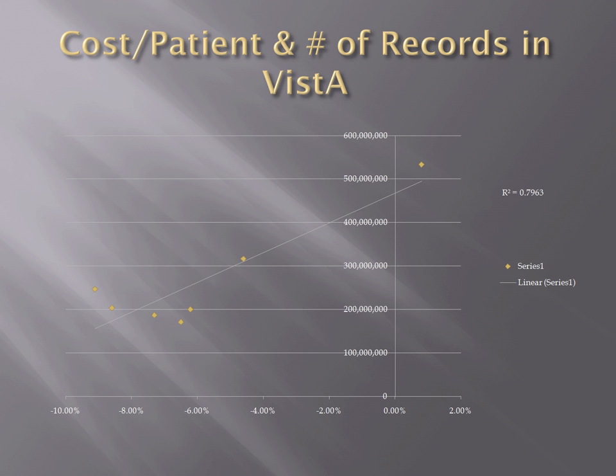The second scatter plot presented shows the relationship between cost per patient and number of records in the VISTA electronic system. The relationship between these two is stronger than the first chart, with a correlation of 0.79, which is closer to 1 than the previous chart. This indicates that the relationship between cost per patient and number of records in the VISTA healthcare system is a little bit stronger.